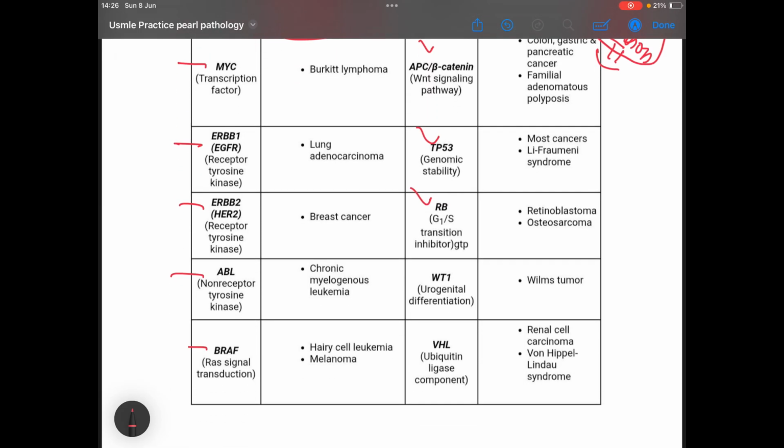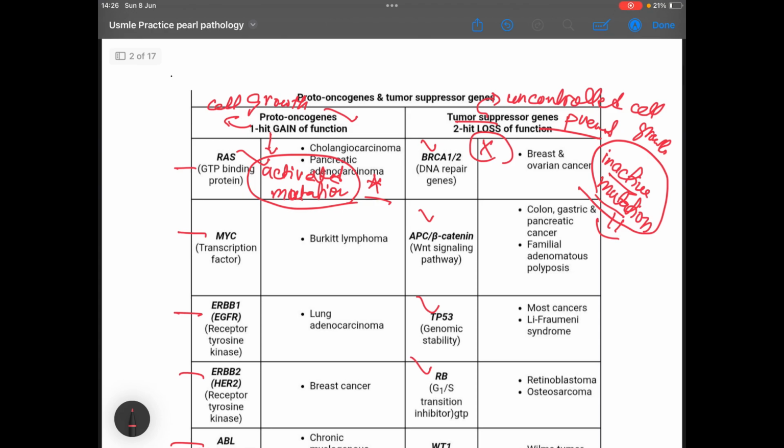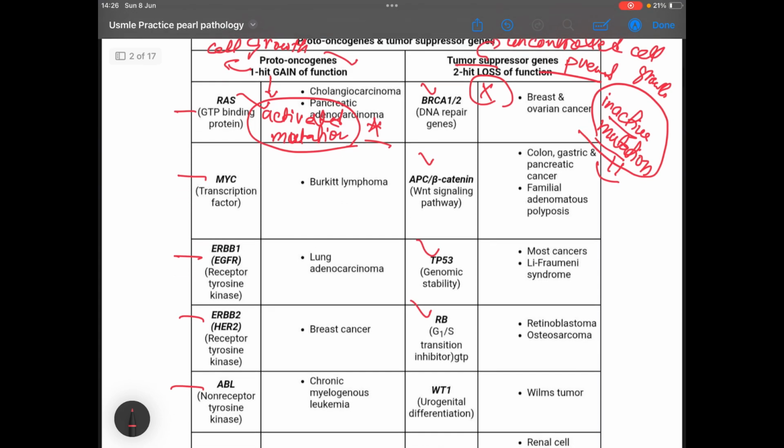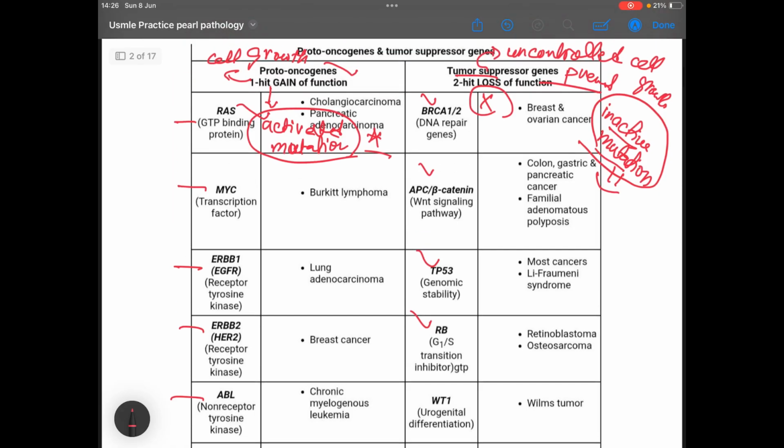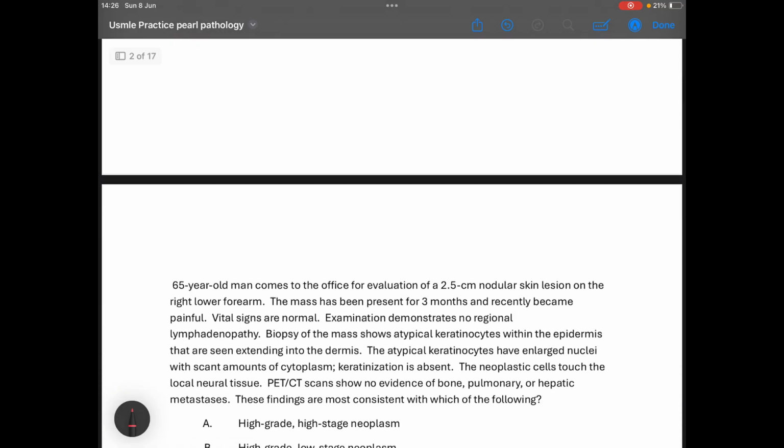Okay? And guys, this is a very important table. Kindly note it or take a screenshot of it. It tells which gene is responsible for which function, and secondly, what the most common cancers are after mutation of those genes. Like after BRCA1 and 2, you get breast and ovarian cancer. Now we are moving to our next question.